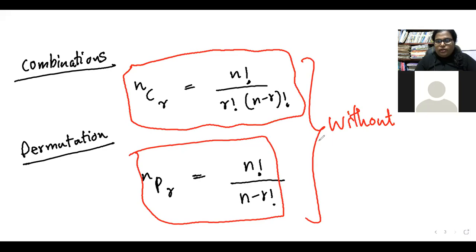Then if the question says that we can use some digits more than once, then you have to take the with-repetitions formula in your lecture note, right? So here, with repetitions we can use n to the power r, right? I am writing the repetitions in blue color.